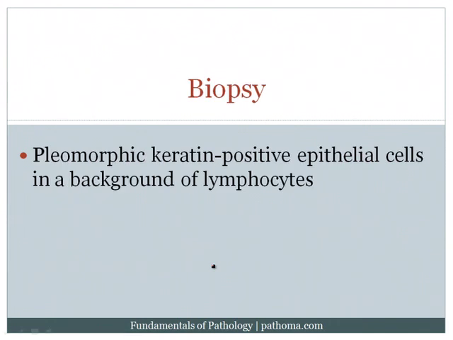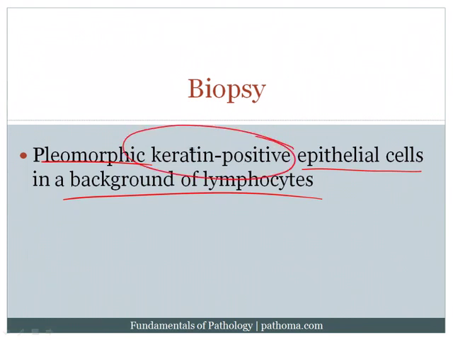A biopsy is then performed, and the biopsy shows this classic finding, which is pleomorphic epithelial cells in a background of lymphocytes. Now, these epithelial cells are scattered within the background of lymphocytes, and so often you have to prove that they're actually epithelial. And so keratin is often performed in these to ensure that there is a carcinoma. And so it's very high yield for purposes of board examination to know that this is the histology.